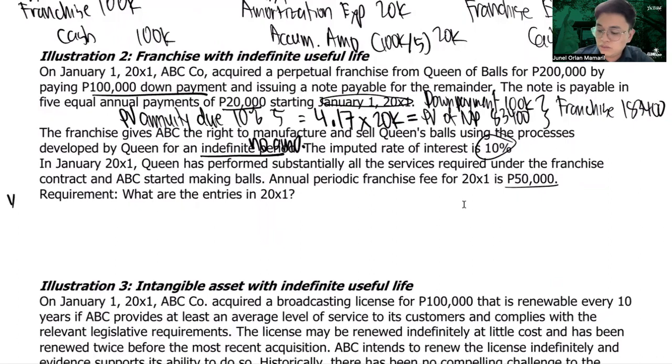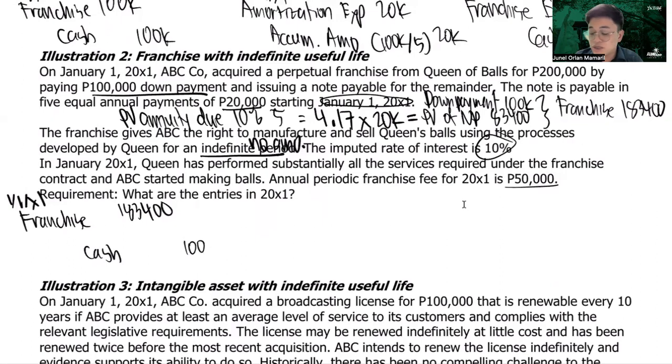Una, 1/1/x1. Para hindi magulo, i-debit natin yung ating franchise straightforward na. Na-compute naman na natin kanina. So 183,400, hindi na natin siya i-squeeze. We already solved for it on the side. We will credit cash. That would be 100,000.